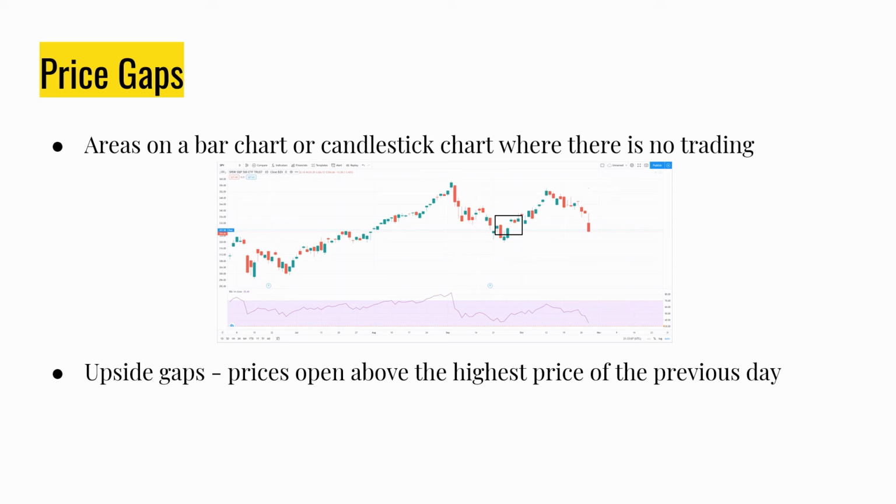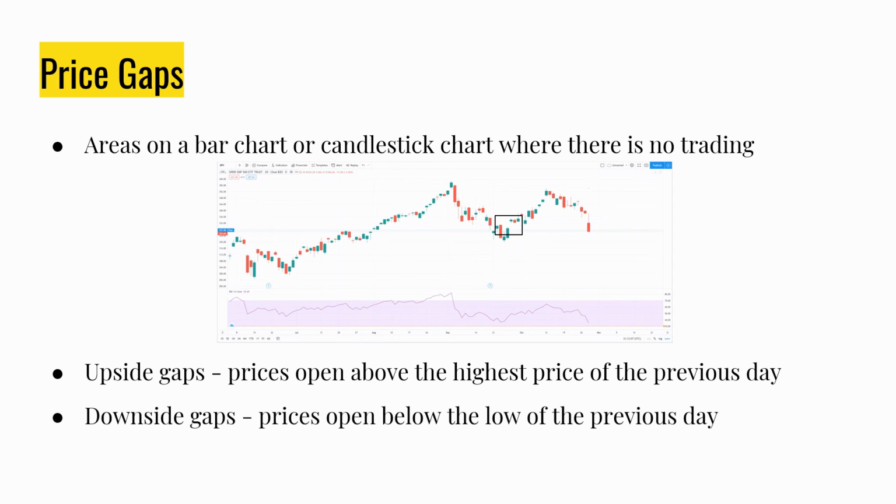The second type of gap is called the downside gap, and this is when prices open below the low of the previous day. Before moving away from definitions and diving into examples, it is important to note that gaps are not always filled.